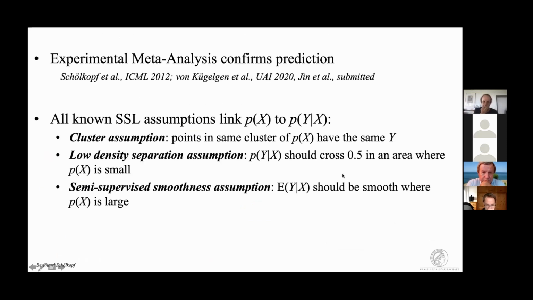Now, we looked at that. Initially, we just looked at benchmark studies run by other people, and it nicely lined up. People were puzzled, sometimes it works, sometimes it doesn't. All the cases where it worked effectively, where it didn't work, and where it worked was either anti-causal or some kind of confounded setting. And we can also interpret all the assumptions that people come up with to explain semi-supervised learning in terms of links between these two objects.